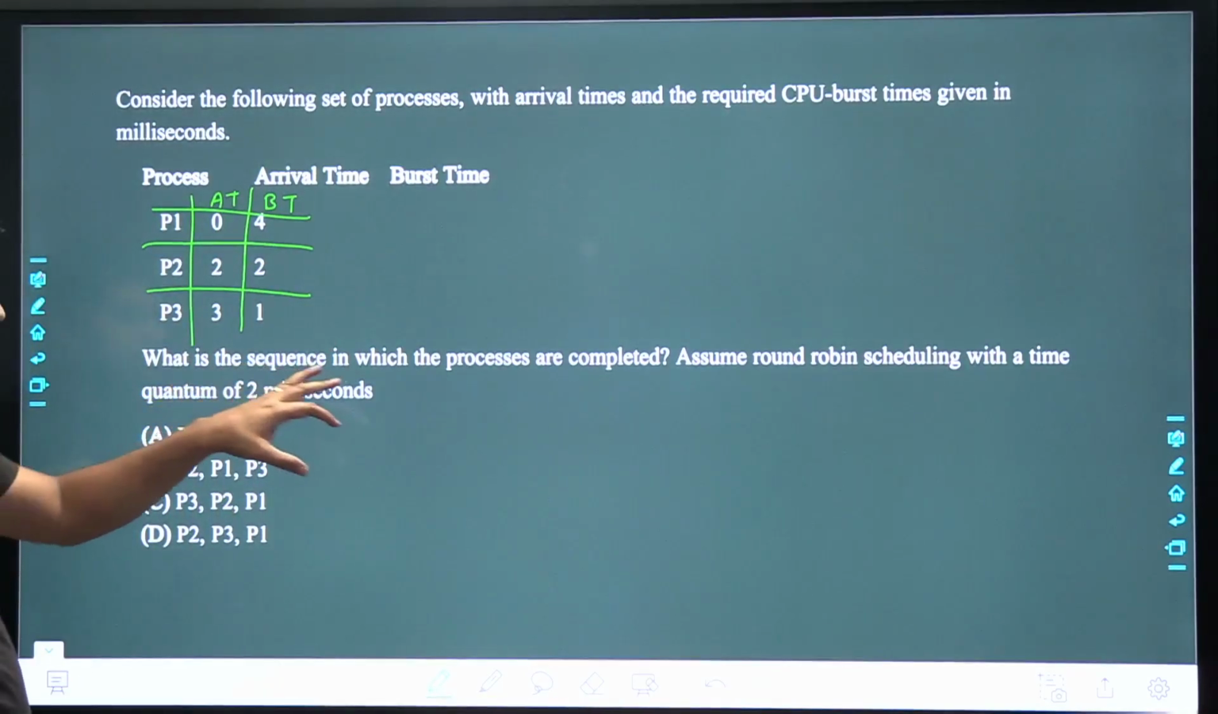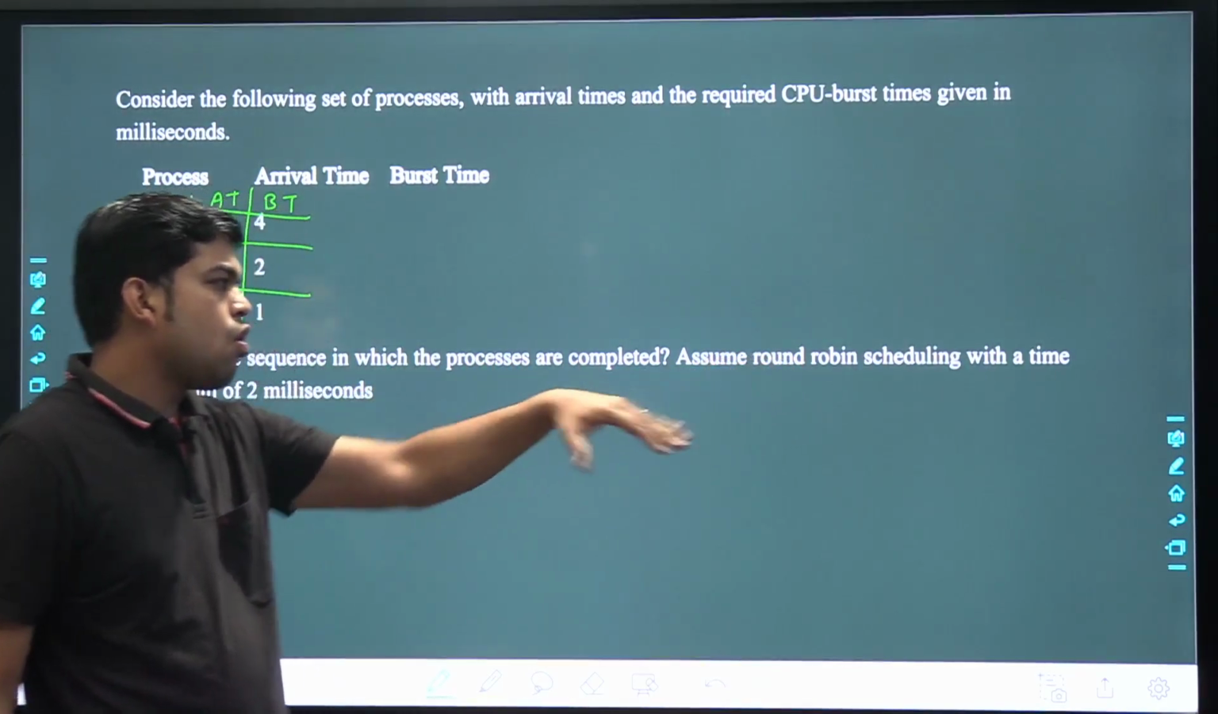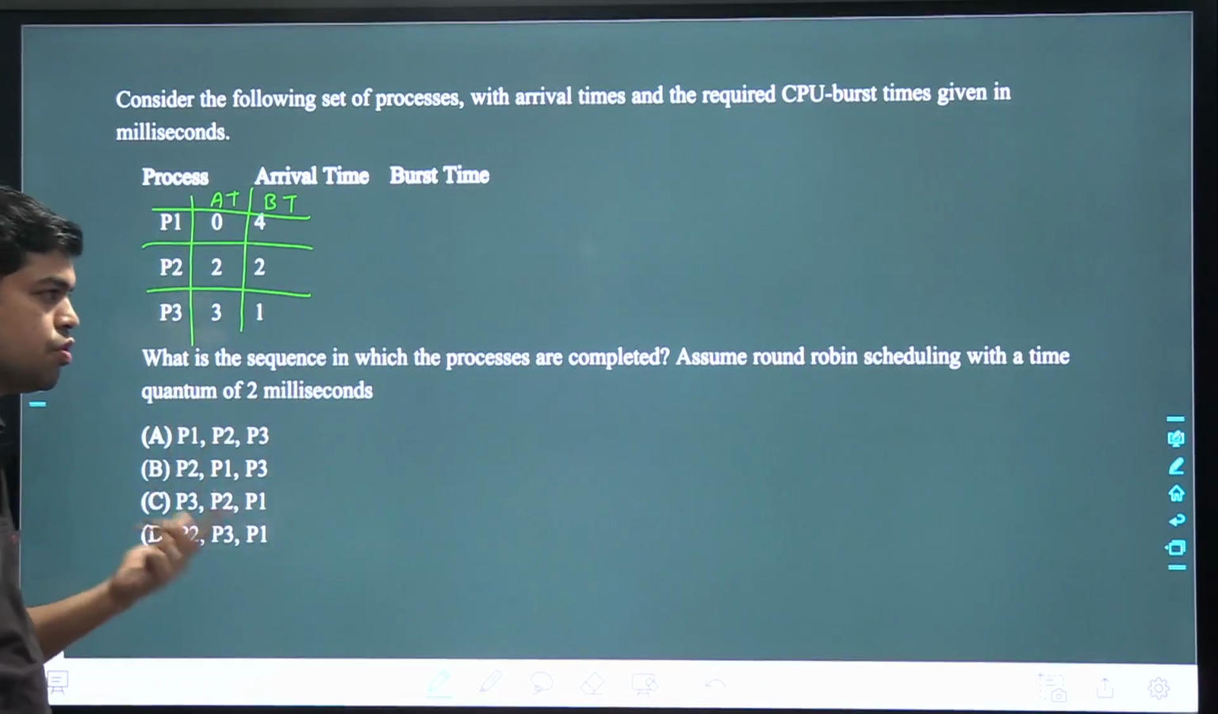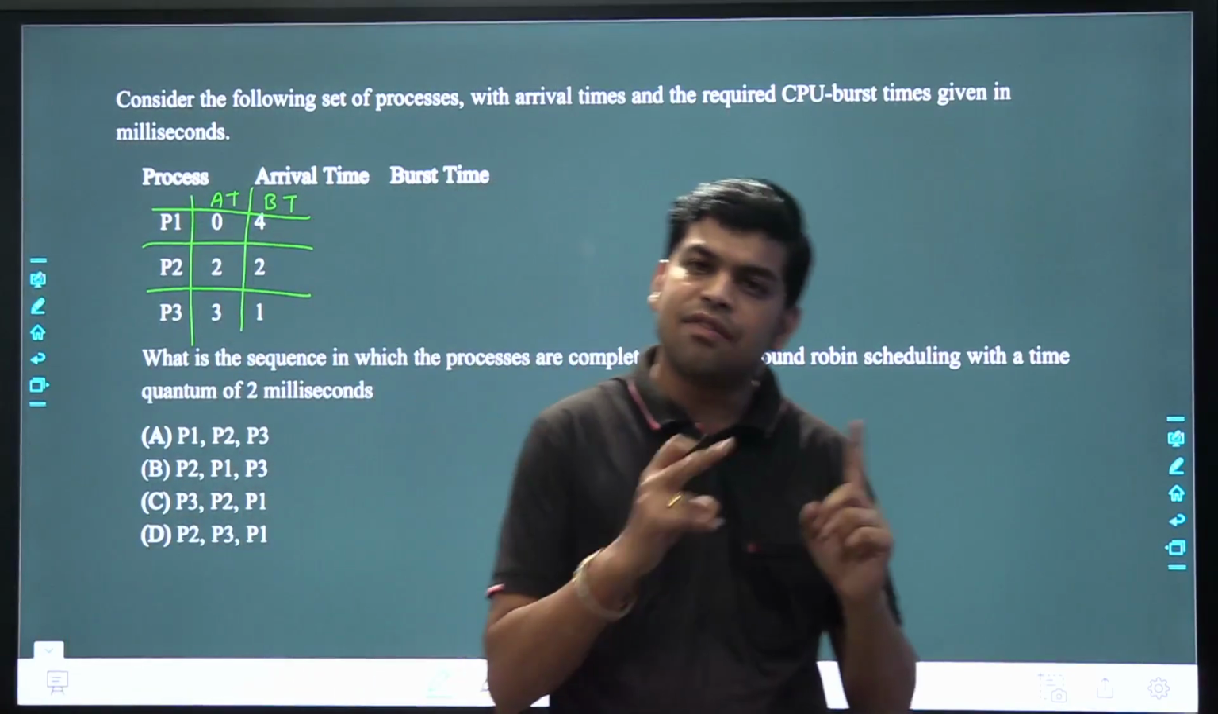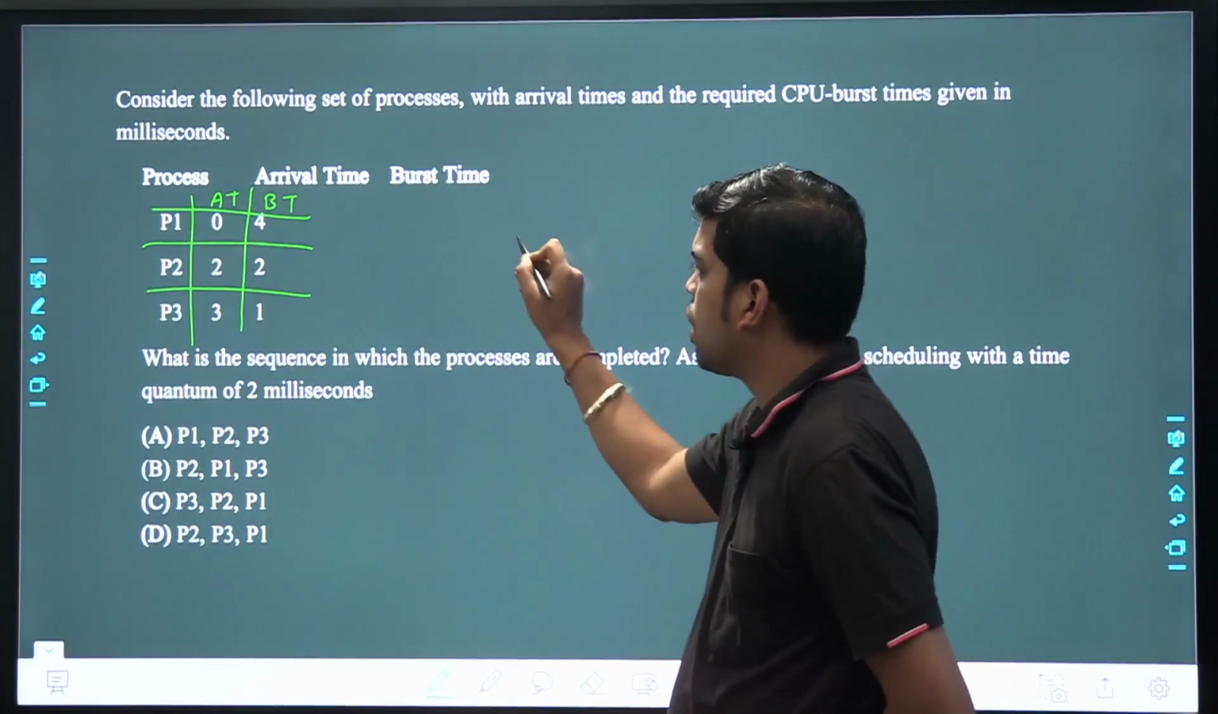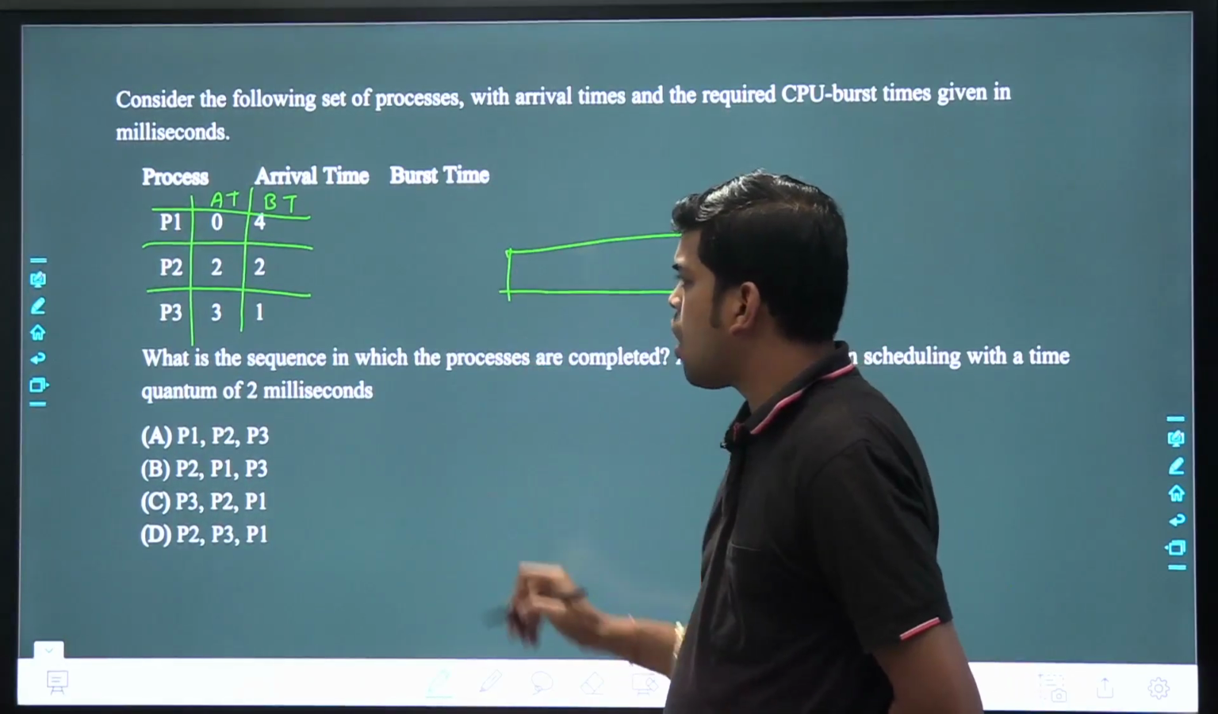Now what is the sequence in which the processes complete? Assume round robin scheduling with time quantum 2 is used. We only need to calculate the sequence in which the processes finish, so we use the round robin fashion.